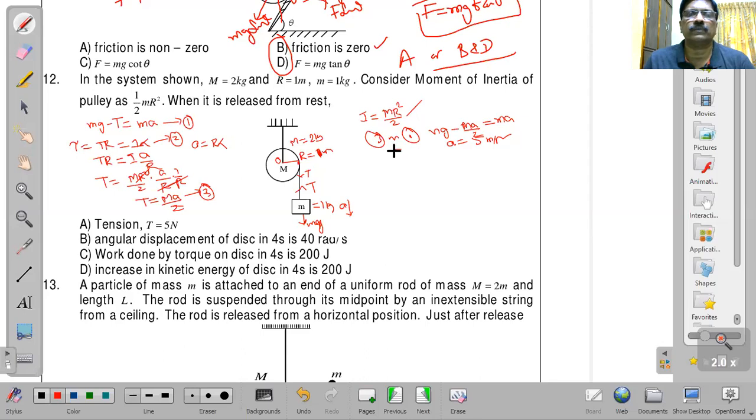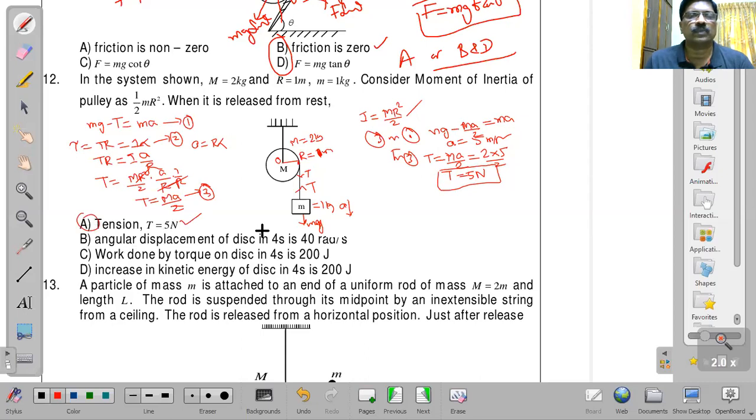Therefore, how much is the tension? From 3, tension T is equal to M A by 2. We know the A value. M is 2 kg, into A, which is 5 we got, by 2. That is equal to 5, no? So T is equal to 5 Newton. So one answer is there: T is equal to 5 Newton. So this option A is correct.